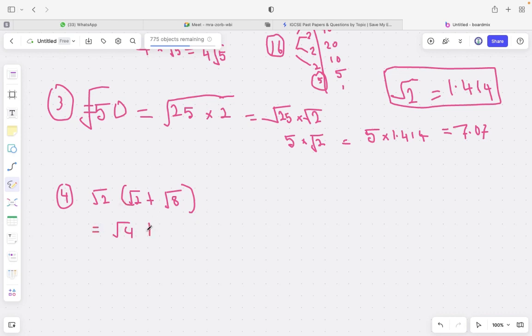Then plus root 2 multiplied by root 8. Root 2 times root 8 will be root 16, right? It will be root 16.